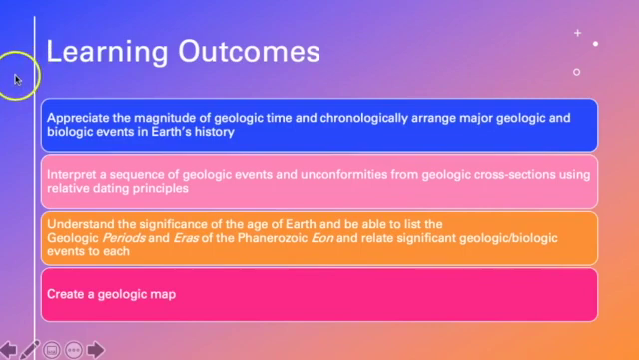Our learning outcomes include appreciate the magnitude of geologic time and chronologically arrange major geologic and biologic events in Earth's history, interpret a sequence of geologic events and unconformities from geologic cross-sections using relative dating principles, understand the significance of the age of Earth, and be able to list the geologic periods and eras of the Phanerozoic eon and relate significant geologic and/or biologic events to each. And finally, create a geologic map.